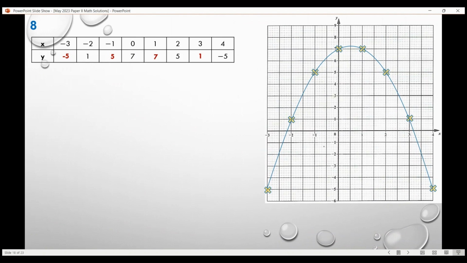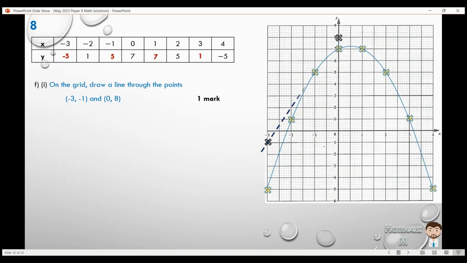And let's move on now to part F, where it says, on the grid, draw a line through the points minus 3, minus 1, and 0, 8. So minus 3, minus 1, let's indicate that with a gray X, and 0, 8 will be there. And now we drew a line through it. Now that we did that, we follow those instructions. We go on to part 2.